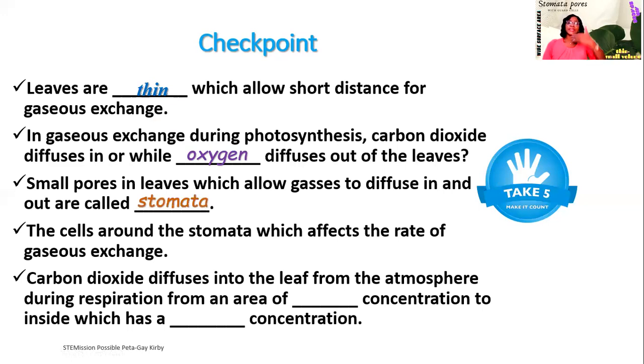What about the cells that surround the stomata? Yes, the guard cells. So why is it that carbon dioxide diffuses into the leaves? Why in? What is happening? It's moving from an area of high concentration to inside, which has a low concentration. So it's moving from a high concentration to inside, which has a low concentration.